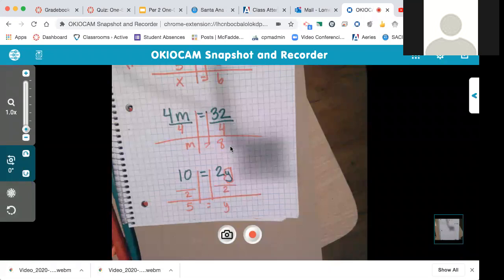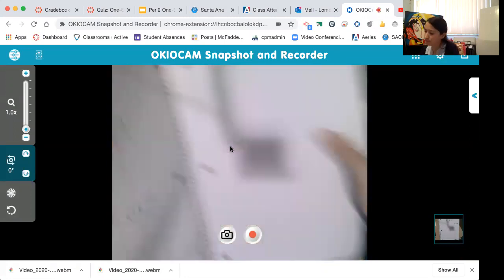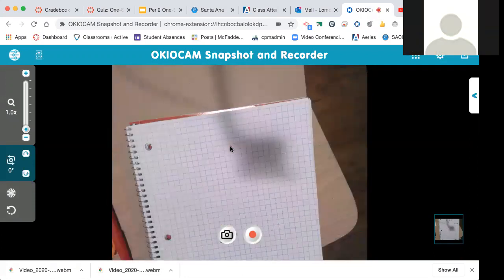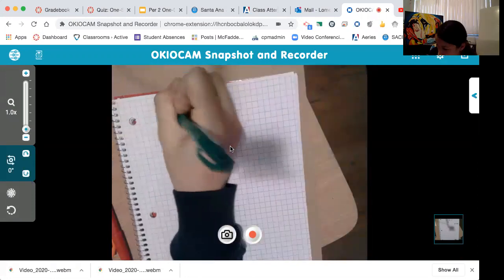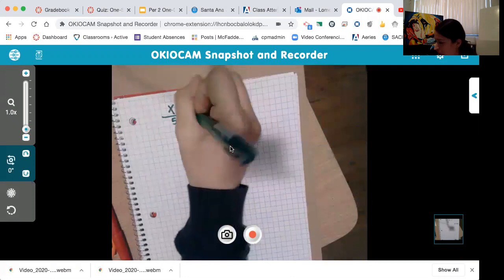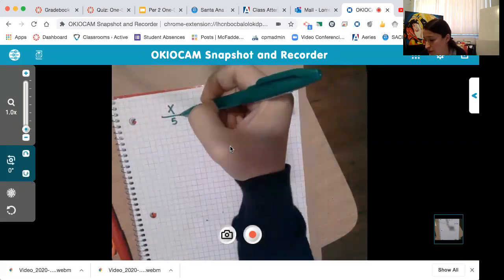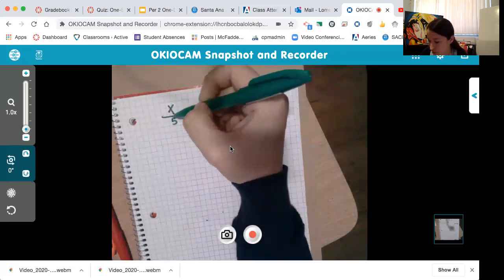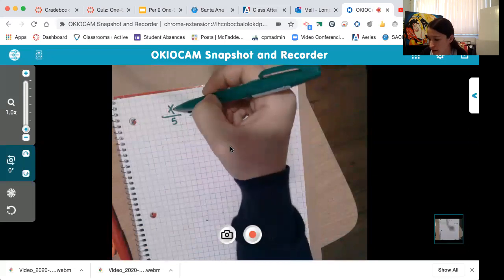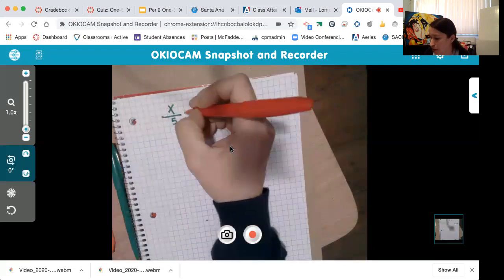We're done with this part. Just making sure everyone's catching up. All right. Now we're going to go to the next operation, which looks like this. x divided by 5 equals 10. So remember, I just taught you that this bar means division. So here we're taking this unknown number and dividing it by 5. Cool. Again, your goal is to get x by itself. So we're going to draw the bars.